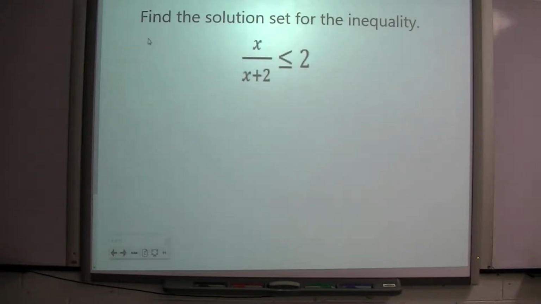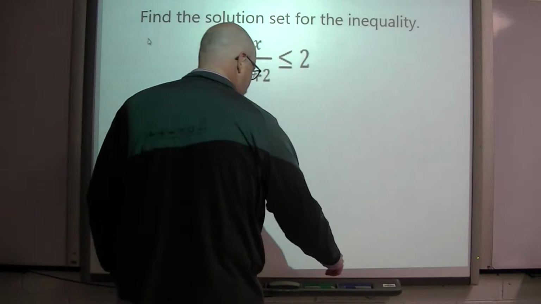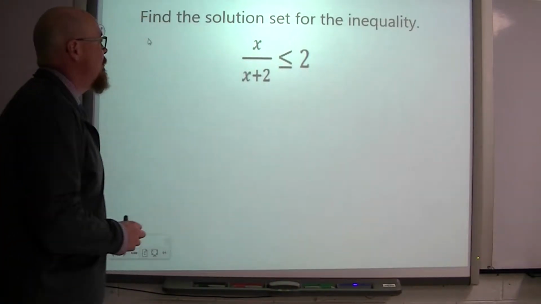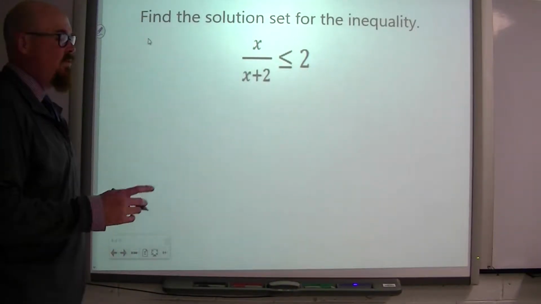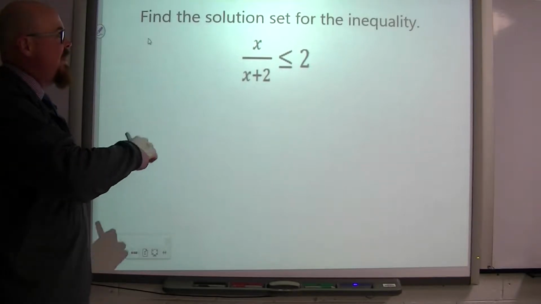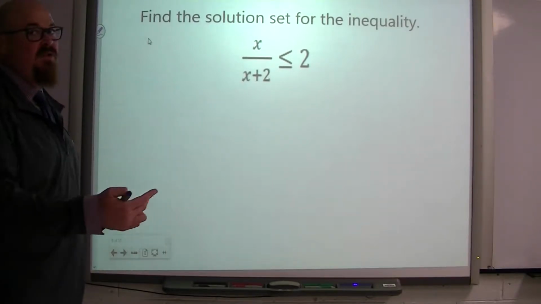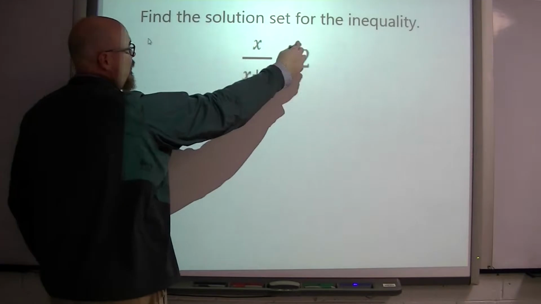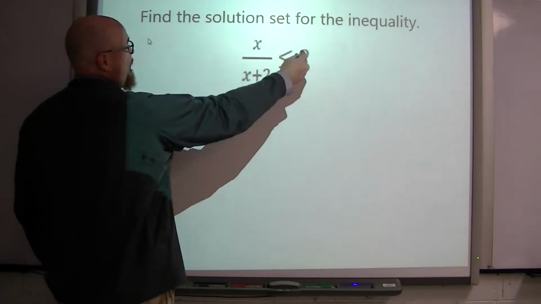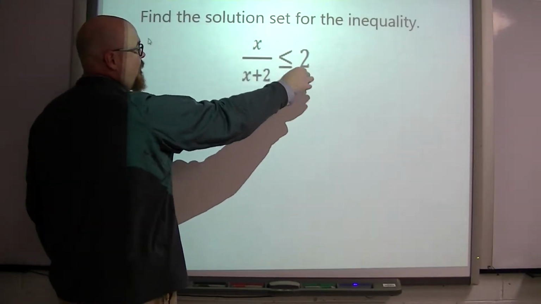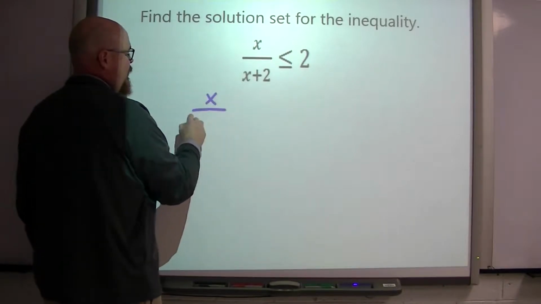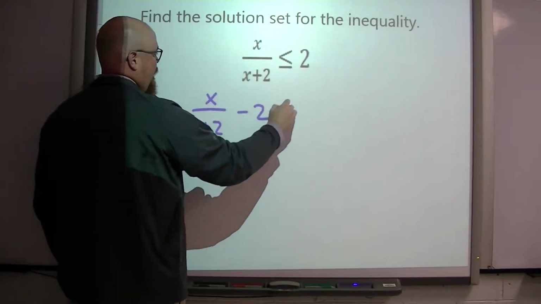Okay, let's take a look at this one. We are solving polynomial and rational inequalities. And we talked about the way that we approach this is, first of all, setting this to 0. I'm not going to say equal to 0, but having this number be 0. So the first thing we want to do is subtract the 2 over to the other side.